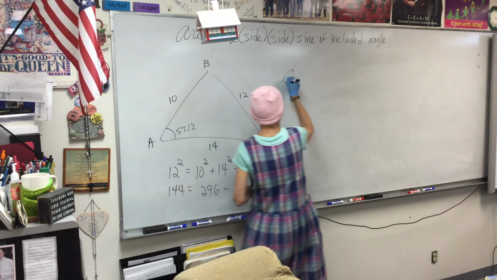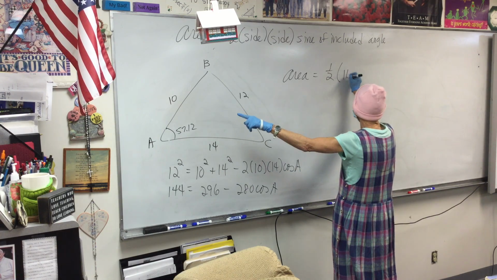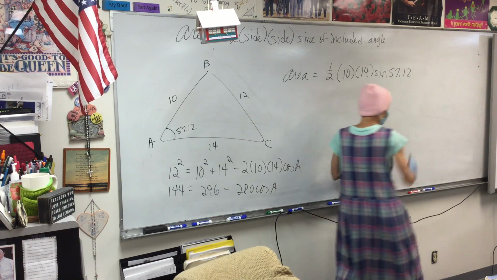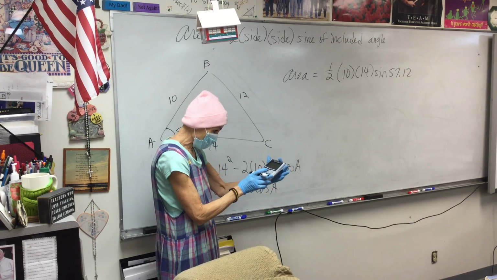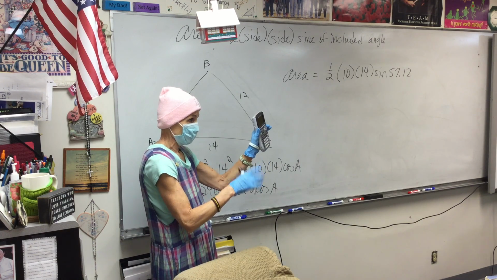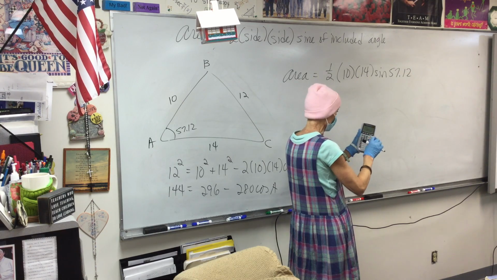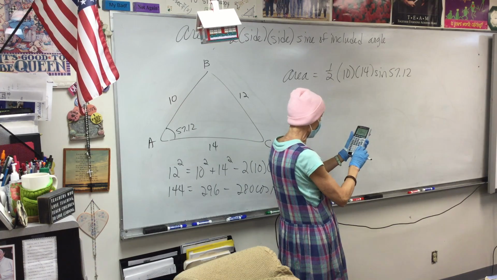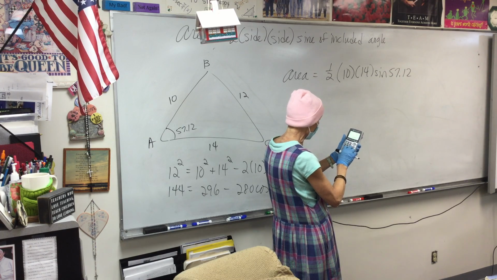So what's the area of our triangle? 1/2 times 10 times 14 times sine 57.12. Now I need you to do me a quick favor. Do you still have the 57.12 number on your calculator, the whole thing? Okay, here's what I want you to do. Don't type in 57.12, I want you to use your answer button, because I want an exact answer. So type 1/2 times 10 times 14 times sine answer.